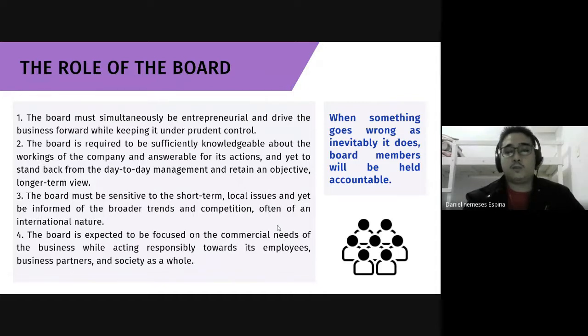Third, the board must be sensitive to the short term, local issues, and yet be informed of the broader trends and competition, often of an international nature. And fourth, the board is expected to be focused on the commercial needs of the business while acting responsibly towards its employees, business partners, and society as a whole. So, when something goes wrong, as inevitably it does, board members will be held accountable.